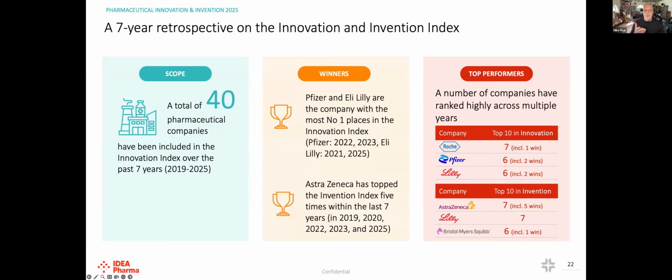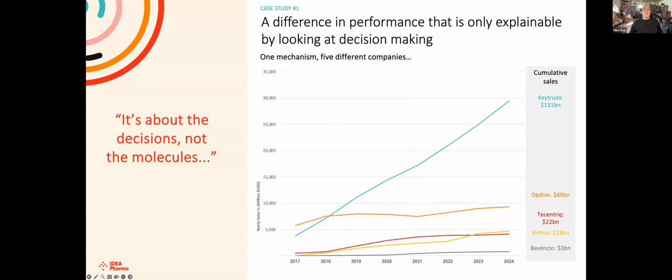And the companies that you would expect to see have done well across multiple years. So Roche, Pfizer, Lilly, AZ, even BMS, which have certainly tailed off a lot in the last few years. So I thought I would finish up with this return to that question. If you gave the same drug to 2 companies, would they be equally successful? Because it sounds like an abstract question, but it's clearly not. And I tend to use this case study to illustrate that.